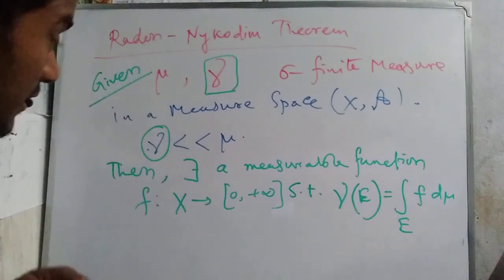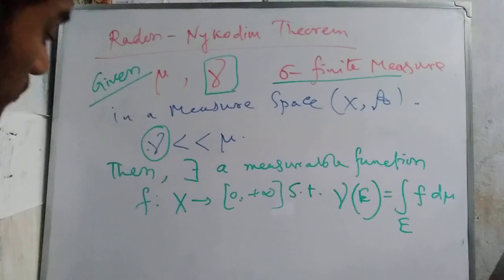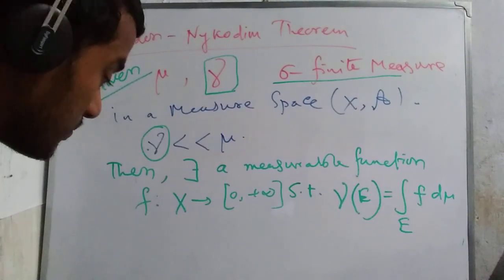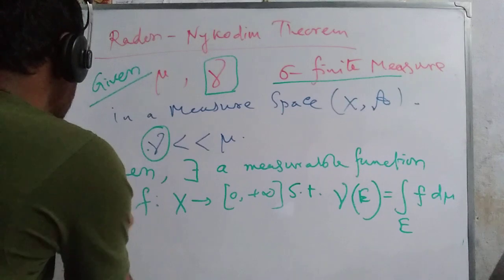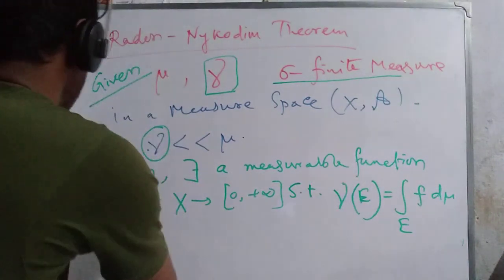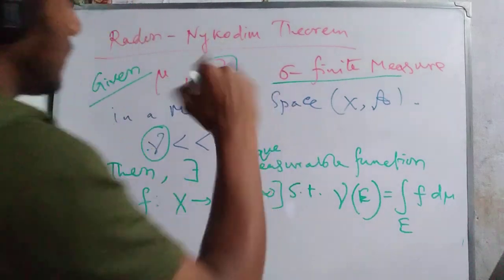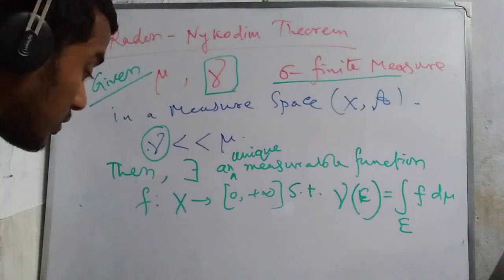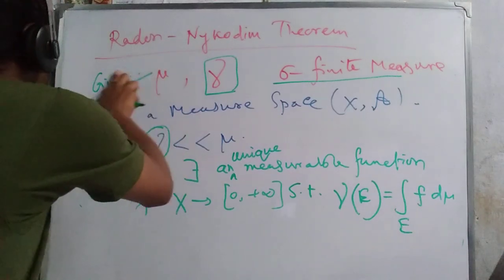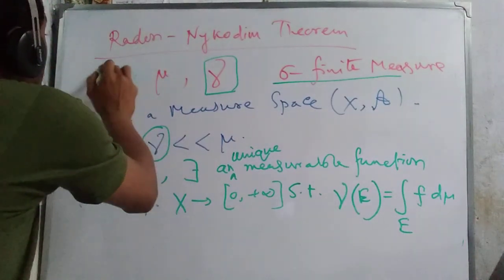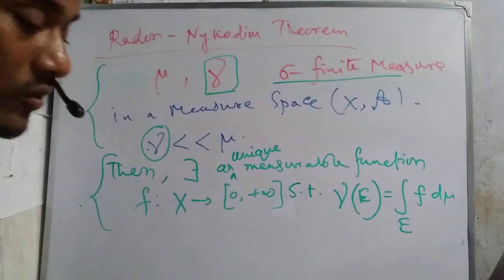So these two hypotheses are considered, and obviously this is developed. Okay, this means again that f is unique. That means there exists a unique measurable function. If unique is not written here, we write a unique measurable function, then this is better. I understand this Radon-Nikodym theorem: what is the given part, what is the considered part, and what is the conclusion part.